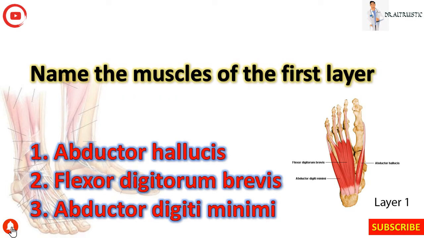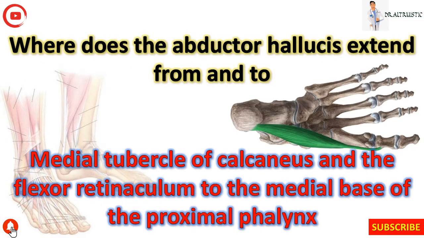Name the muscles of the first layer. 1. Abductor hallucis. 2. Flexor digitorum brevis. 3. Abductor digiti minimi. Where does the abductor hallucis extend from and to? Medial tubercle of calcaneus and the flexor retinaculum to the medial base of the proximal phalanx.